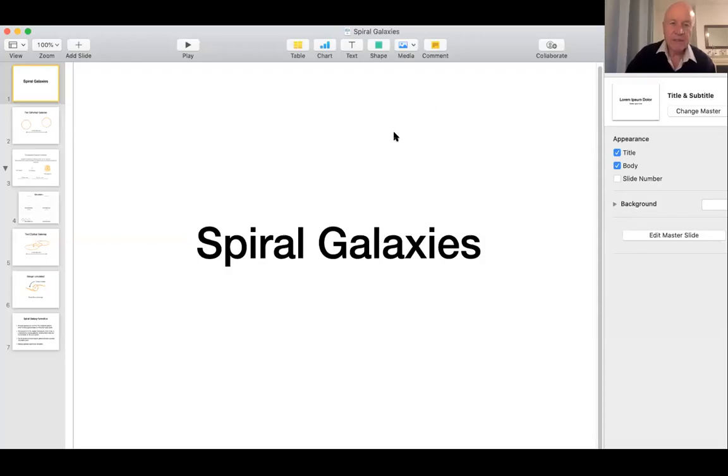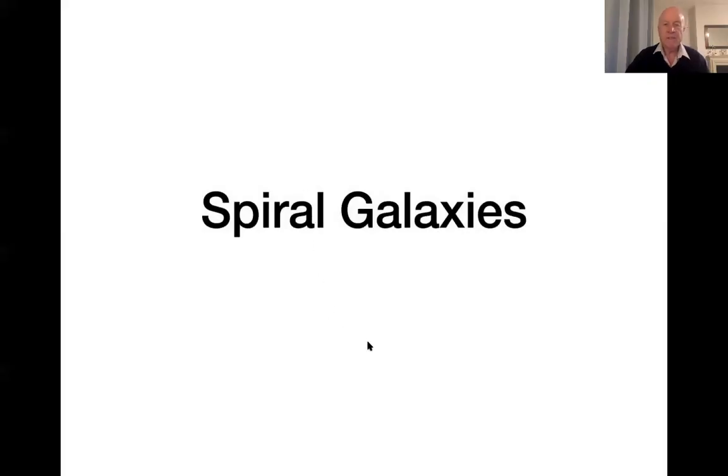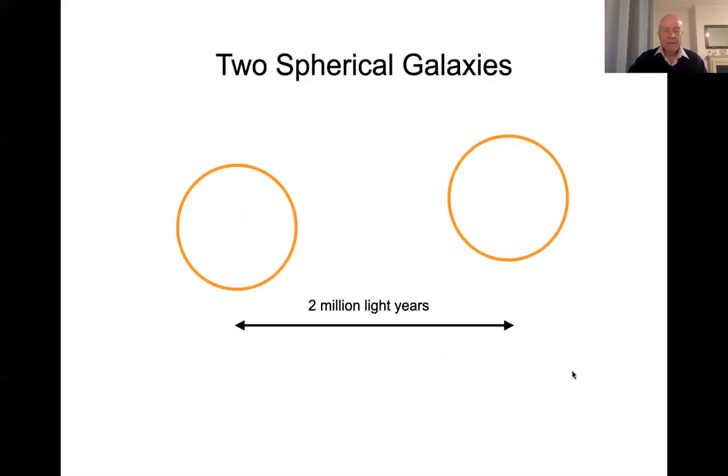This presentation is on the subject of the formation of spiral galaxies. In the presentation on the galaxy distribution, the progression of galaxy formation suggested that there was a way in which galaxies formed, and in this example, we see two spherical galaxies forming in the first instance with a separation of 2 million light years.